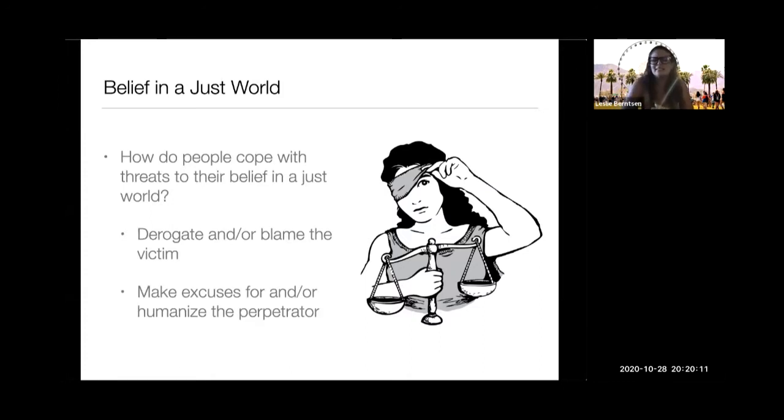Another option is they might make excuses for and or humanize the perpetrator who has done something bad. They're not a bad person. They're a good person who just made an oopsie daisies, right? That kind of framing, okay? So then I set that all up. Again, this is pure content. This is all in the context of something you would learn in intro psych, right?